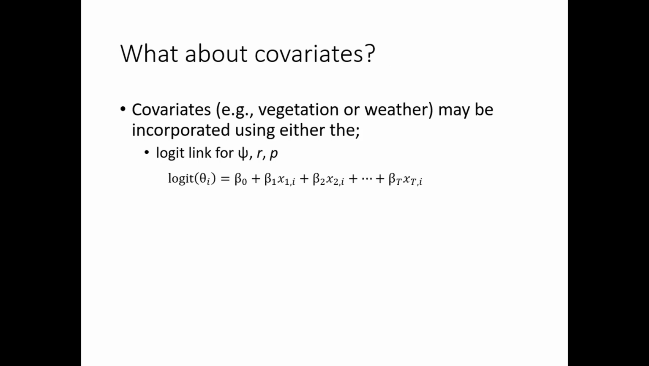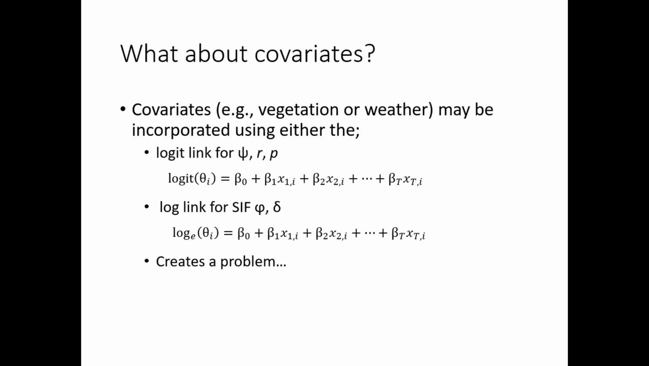Covariates for vegetation or weather on psi, R and p can be incorporated in the usual way using the logit link. The log-link function can be used for the species interaction factors on occupancy and detection. However, the log-link may not behave well for some parameter values.